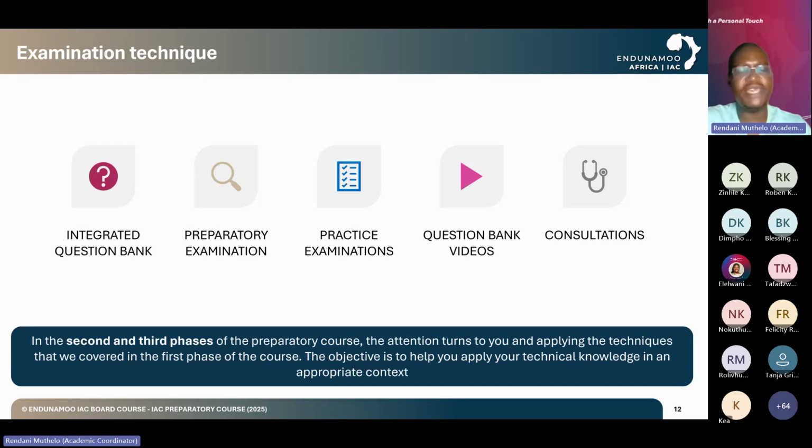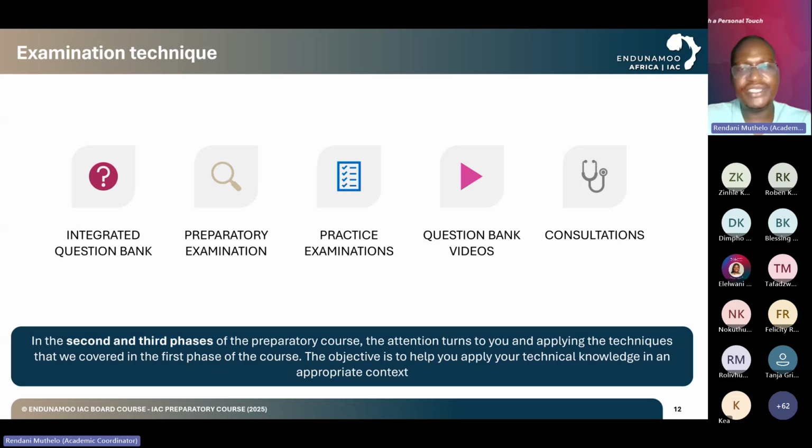So after the baseline, come June, we have another exam. Now that will be fully simulating the IEC in terms of it being over 3 days and also being out of 120 marks each paper. You'll write that paper and you'll then have an opportunity to have your scripts marked and feedback given.